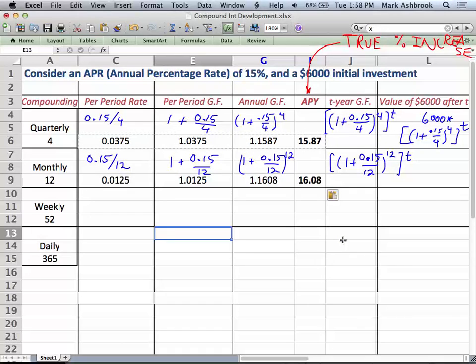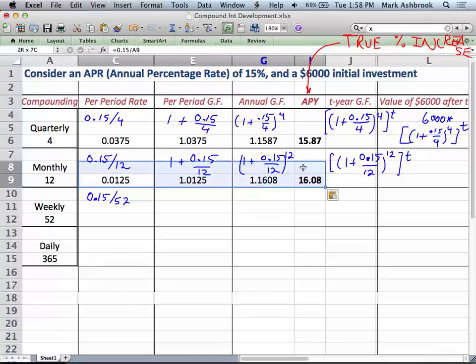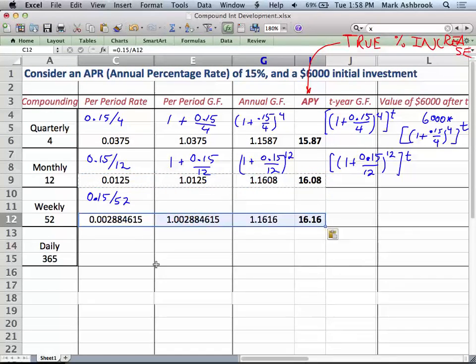Nice. Okay, so weekly, quick. Who can take me through it? Walter, did you get weekly? Yeah, I did 0.15 divided by 52 and got 0.002884. Okay. Let me put the numbers in first, and then we'll do the calculations. 0.002884. Good. Okay. And what did you do from there?